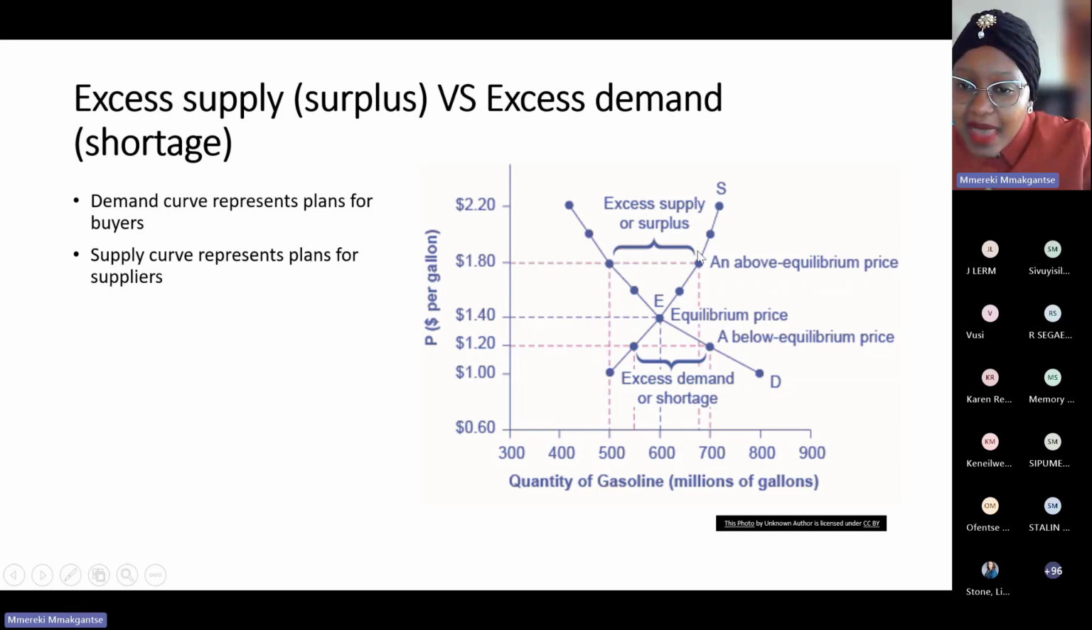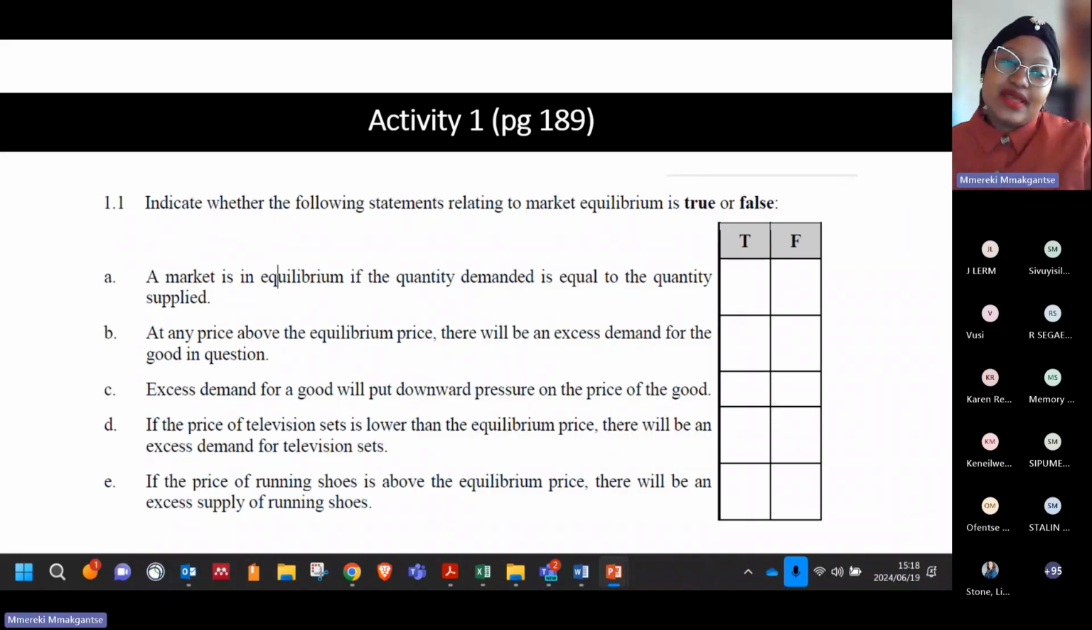If it's excess supply, because the price is extremely high, above the equilibrium price, in order to get to the equilibrium price, the price will go lower. So excess supply puts downward pressure on the price, and excess demand puts upward pressure on the price. Understand? Thumbs up. Okay, since I'm not seeing anything, we move forward.